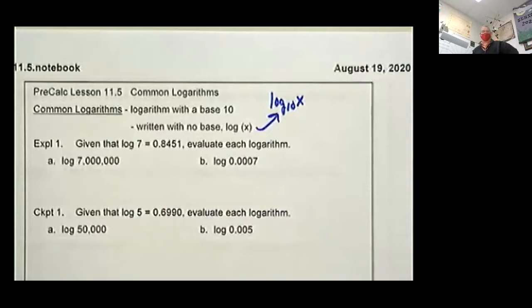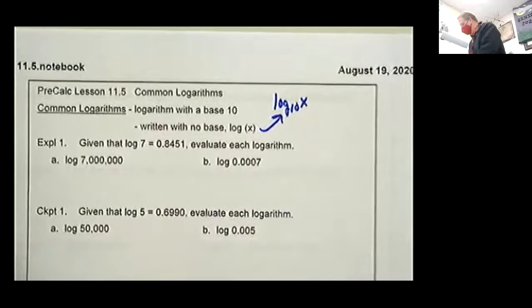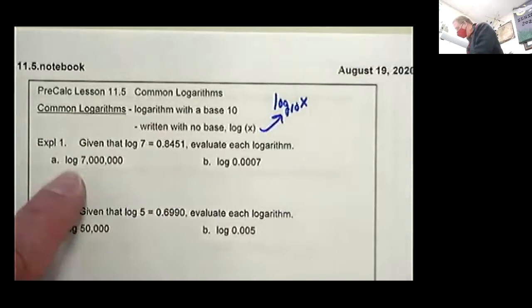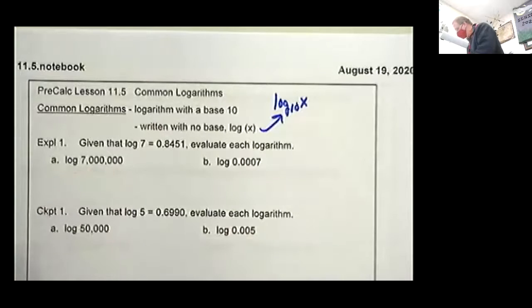Now, how can we use that? Before there were calculators, logarithms were a good way to evaluate big numbers, and that's why logarithms came into fashion. For example, given that log of 7 is equal to 0.8451, evaluate each logarithm. So what are we going to do with log of 7 million?